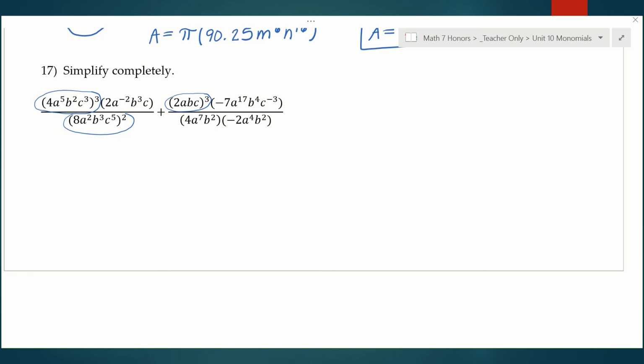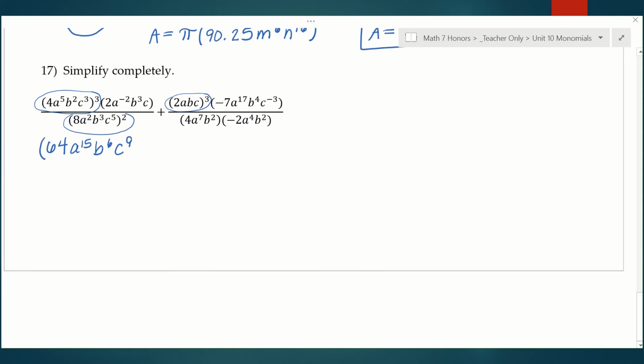Okay, so the rule is take your coefficient, raise it to the power, multiply your exponents. So 4 to the third power, 4 times 4 times 4, is 64. I'm actually going to move this up a little bit. 64. A to the fifth to the third power, remember we're multiplying, is a to the 15th. B squared to the third power is b to the 6th. And c to the third power is c to the 9th.